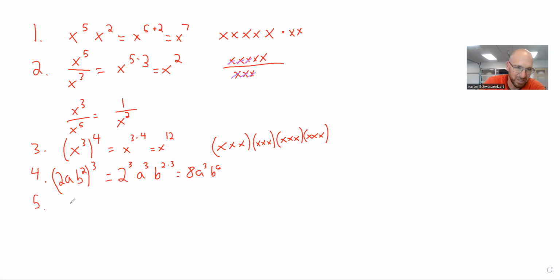The same thing can apply to fractions. Let's do it to the 3rd. So again, I apply the 3rd to everything here, to the 4. And then I multiply the exponents on the a and on the b, giving me 4 to the 3rd is 64, a to the 6th, b to the 9th.